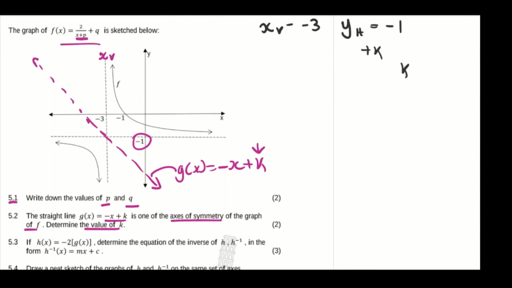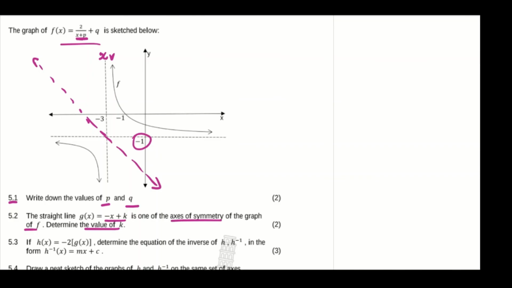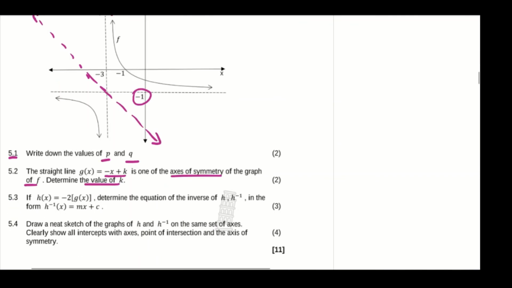And then we go to 5.3, right? So in 5.3, we are told that h of x is equal to minus 2 multiplied by g of x, right? Determine the equation of the inverse of h, which is this one here, in the form of a straight line. So that's why they said the inverse equals mx plus c. So we are asked to find the equation of the inverse, right? So the first thing we're going to do is identify h of x.